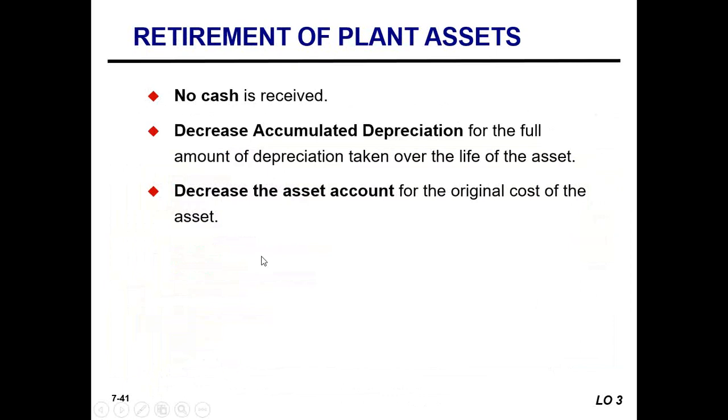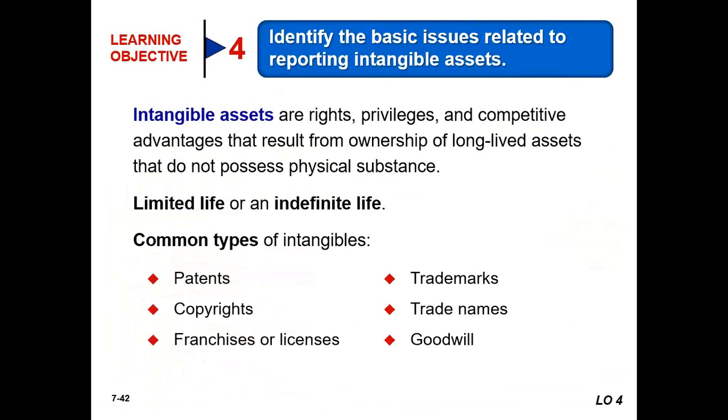Sometimes plant assets just have to be retired. I was going to say us old people, sometimes we're just not useful anymore, but I'm still useful. But no cash is received, but the item is no longer useful in the business. We're not going to be able to sell it. We're not going to get any salvage value out of it. It just needs to go away. So we reverse our accumulated depreciation and we decrease the asset account for the original cost. If the item has not been fully depreciated, we may recognize a loss on that item.